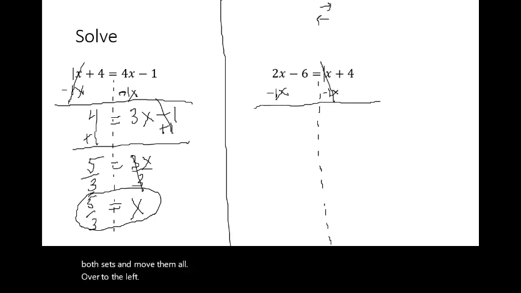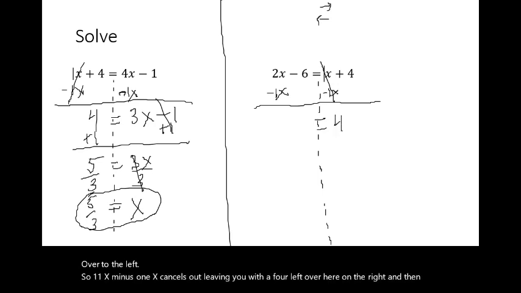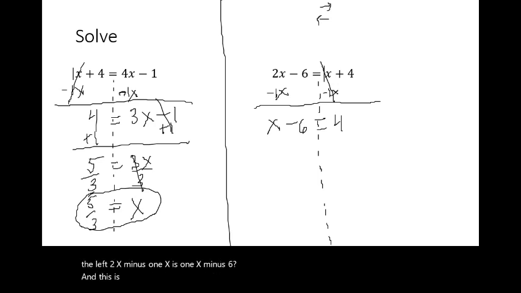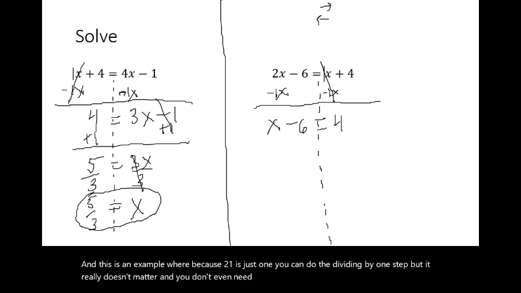So 1x minus 1x cancels out, leaving you with a 4 left over here on the right. And then on the left, 2x minus 1x is 1x minus 6. And this is an example where, because 2 minus 1 is just 1, you can do the dividing by one step, but it really doesn't matter. And you don't even need to write the 1 in front of the x.